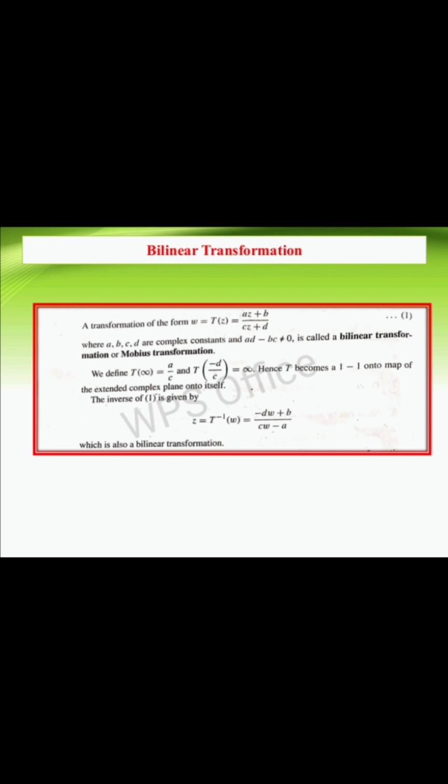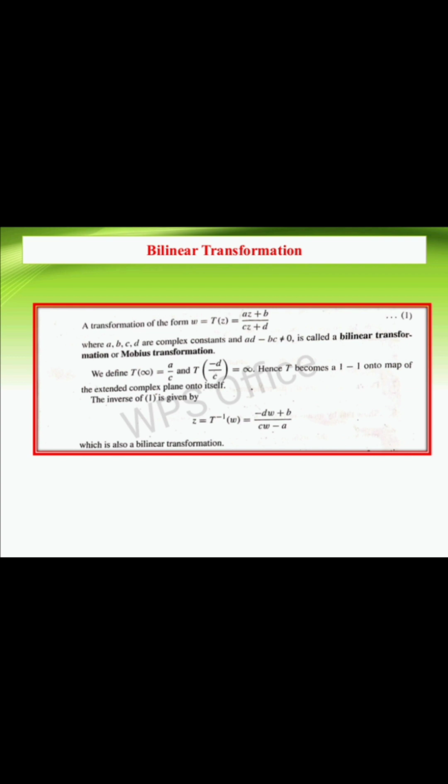Next, linear transformation. A transformation w equal to az plus b, where a and b are constants, is called a linear transformation.